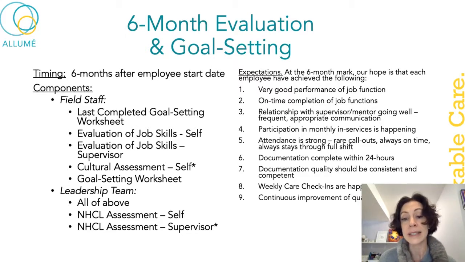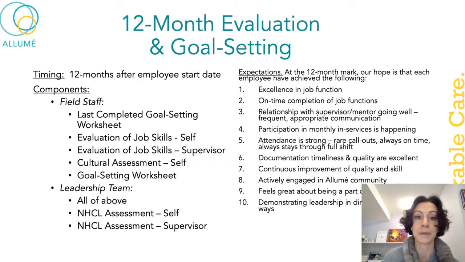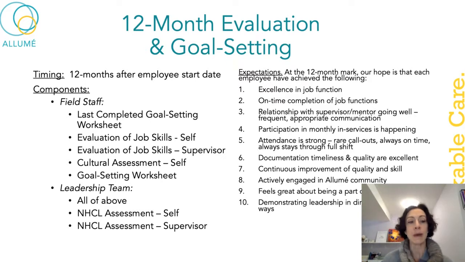Continuous improvement of quality and skill. You're seeing yourself grow, and you know where you're growing, and your supervisor knows where you're growing. The 12-month time frame is where we expect you to be at a state of excellence in your job function. Within 12 months, you should be really masterful, able to demonstrate or teach someone else. You should be at that leadership level, that mentorship level.